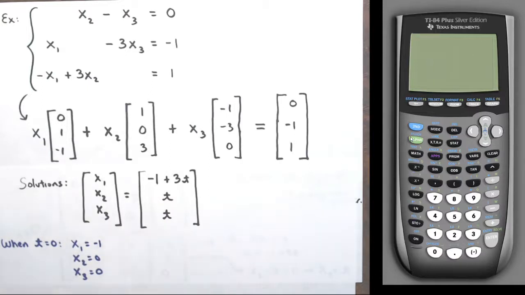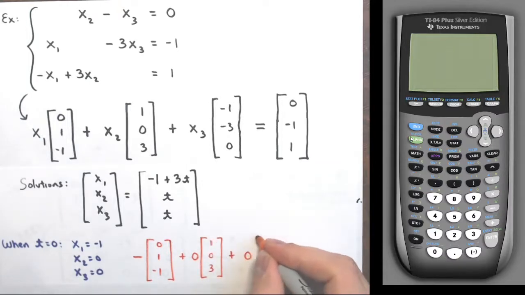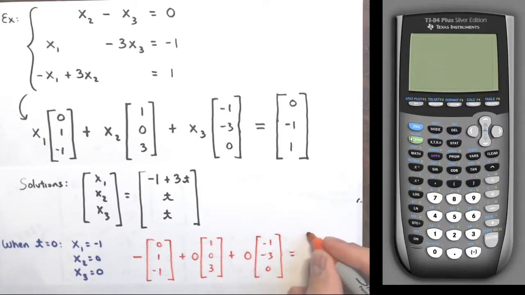But then we get our linear combination of negative 1 times 0, 1, negative 1, plus 0 of the other stuff, right? And again, there's no real reason to write 0 times something. You can just not write it, but I'm going to. Okay, so there's one way to write this. 0, -1, 1 is a linear combination of these three vectors, where the weights are -1, 0, and 0.